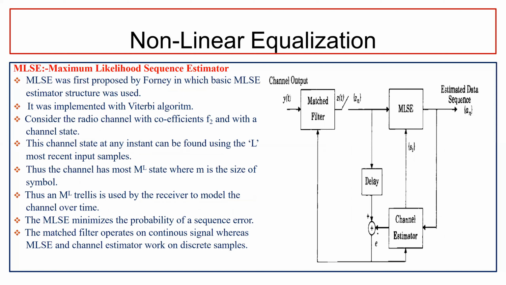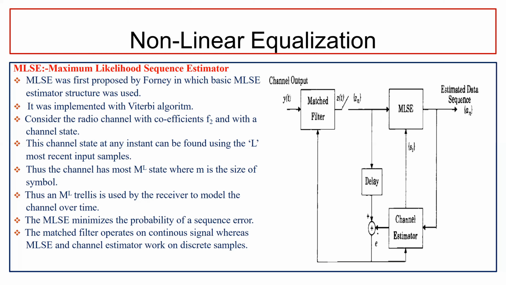Next is the maximum likelihood sequence estimator. In this type of equalizer, we have a classical maximum likelihood receiver structure. It has a matched filter, a maximum likelihood sequence estimator, followed by a channel estimator. It usually uses the Viterbi algorithm. This algorithm tests all possible data sequences and chooses the data sequence with the maximum probability as the output. It has a large computational requirement, especially when the delay spread of the channel is large.